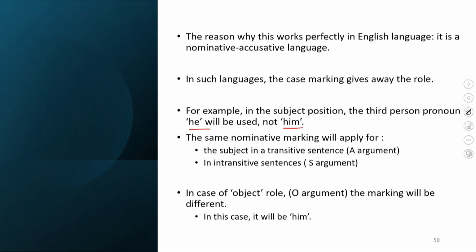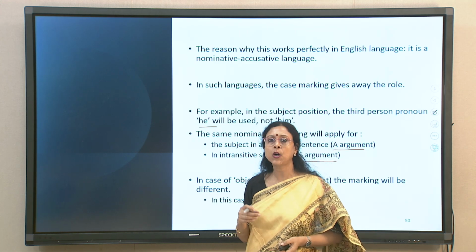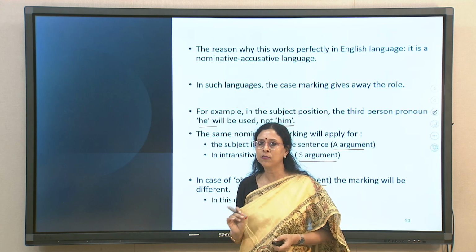The subject in a transitive sentence is called the A argument, and in intransitive sentences it is called the S argument. In the case of the object role, the O argument, the marking will be different. So, it will be him. When the third person pronoun is in a subject position, whether it is a transitive or intransitive verb, in both cases the he form will be used. When it is in the object position, the him form will be used.